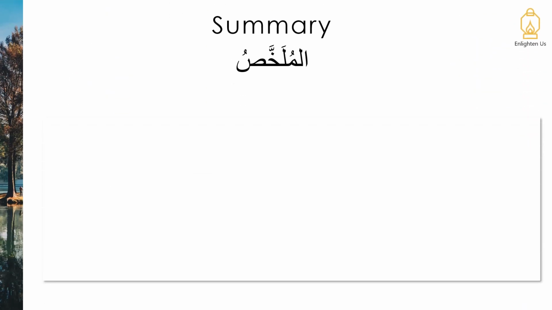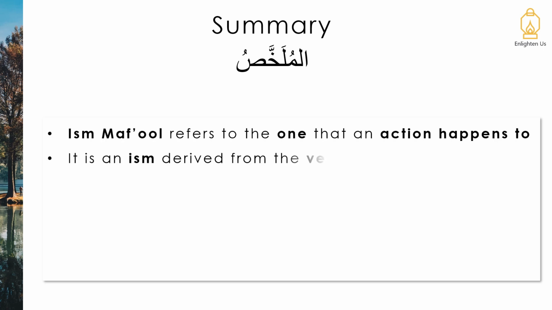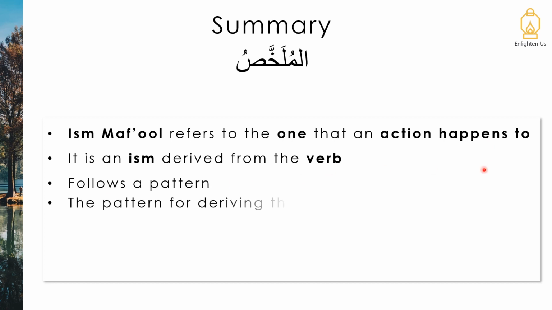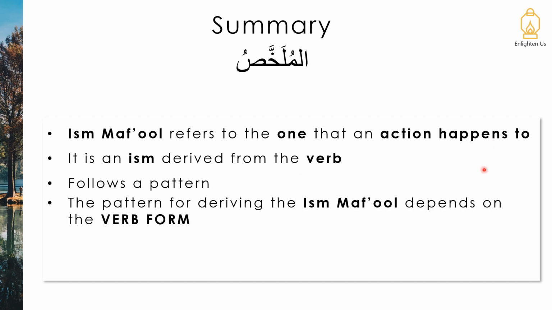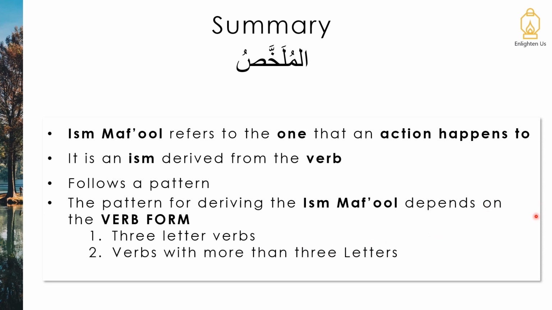We have come to the end of the lesson, so as is customary, let's have a mulakhas. So we've been looking at Ism al-Maf'ool, and Ism al-Maf'ool refers to the one that an action happens to. It's derived from a verb. It follows a pattern, and the pattern, of course, depends on the verb form, which we said for this lesson we're going to take as meaning 3-letter verbs. So these are verbs with 3 letters or verbs with more than 3 letters.